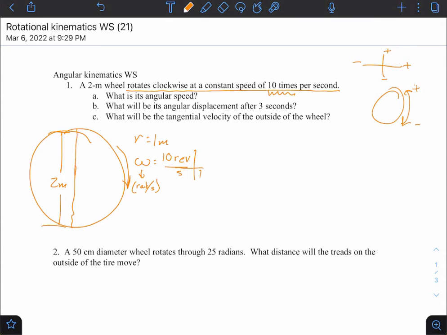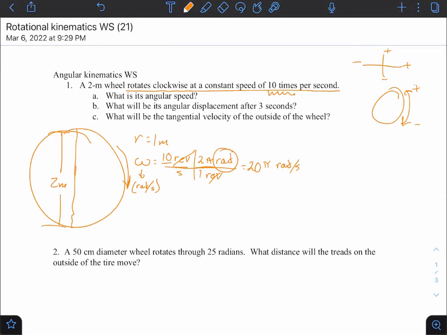I know that 1 rev is equal to 2 pi radians. And we can cancel rev, and we're left with radians. So 10 times 2 pi is 20 pi radians per second. And I want to clarify, radian is a unit, and yes, that is equal to the size of 1 radius, but it is still a unit.